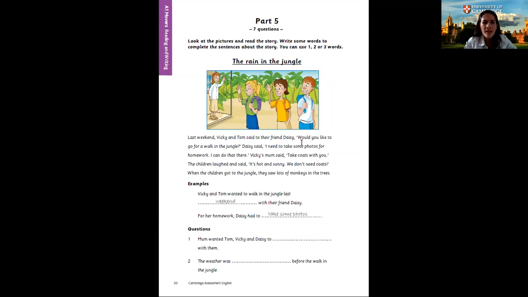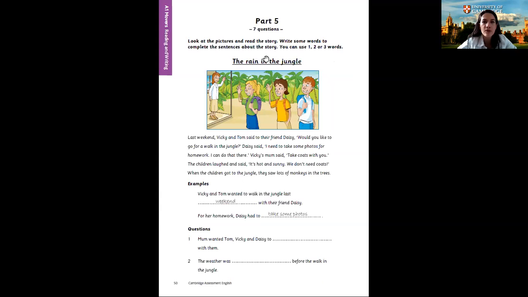Then, in part 5, you have to look at the pictures, read the story, and write some words to complete the sentences. You can use 1, 2, or 3 words, okay? Sometimes I think that this part is kind of complicated, okay? My suggestion is first to read the title, because the title is going to give you the idea of what the story is going to be about.